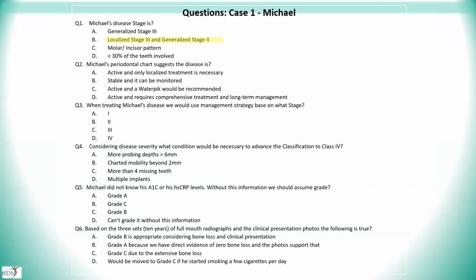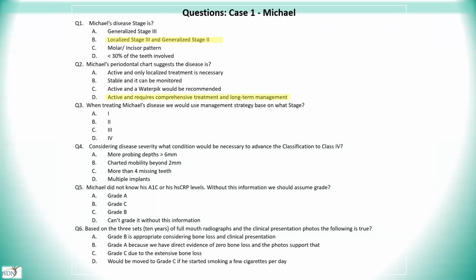Michael's periodontal chart suggested disease is what? The 2009 periodontal chart. Is it active and we only treat it localized? Is it stable and it can be monitored? Is it active and a water pick would be recommended? Could he treat this with just a water pick? Or is this active when we looked at his chart? Is it active and does it require comprehensive treatment and long-term management?